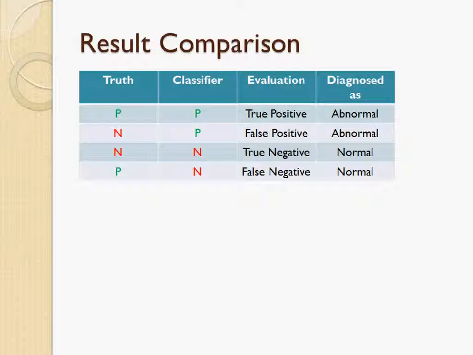All possible classification results can be summarized in this table. For this two-class example, all four possible results correspond to the four evaluations we just defined. Patients are diagnosed as normal or abnormal based on the negative and positive results from the testing classifier. Of course, some of the results we have from the classifier are not correct.